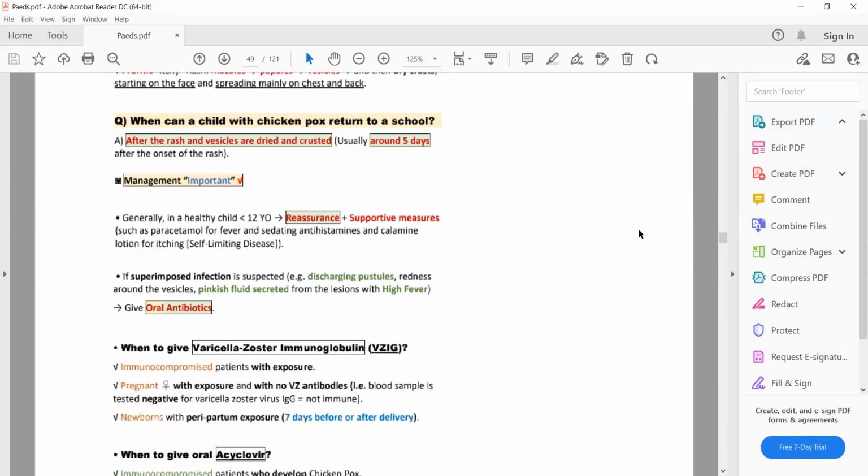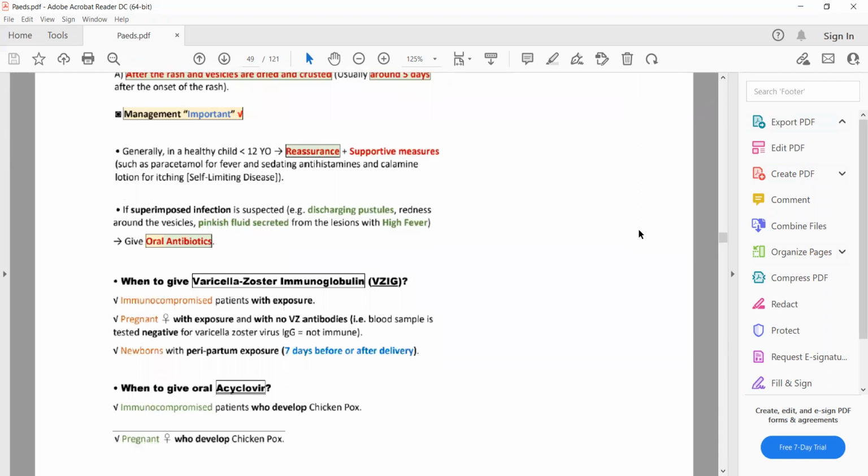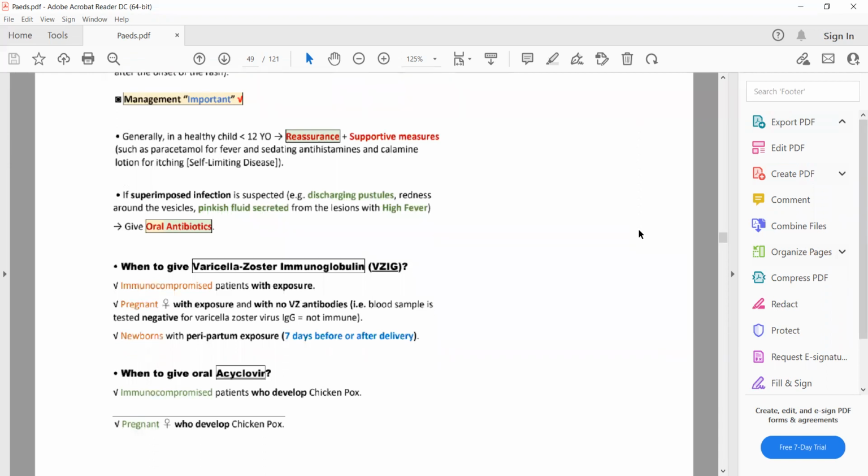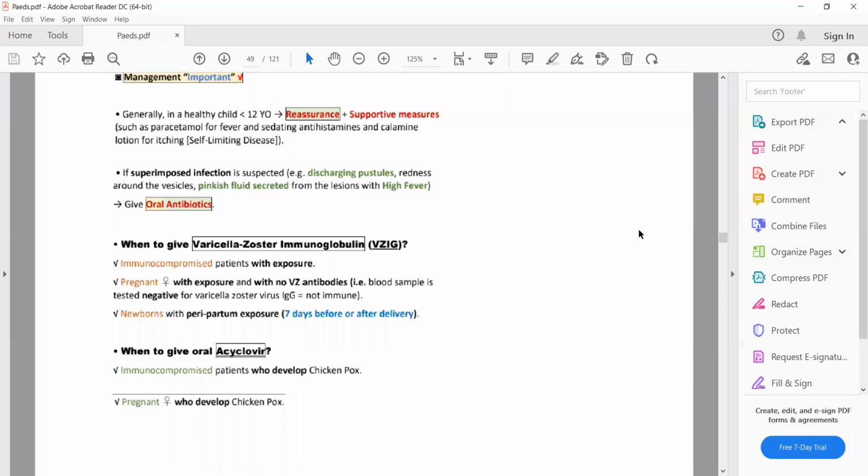So plus supportive measures. Now, if there is a superimposed bacterial infection, how are we going to know that it is a bacterial infection? If there are discharging pustules, redness around the vesicles, and pinkish fluid secreted from the lesion with high fever, then we'll think of giving oral antibiotics.